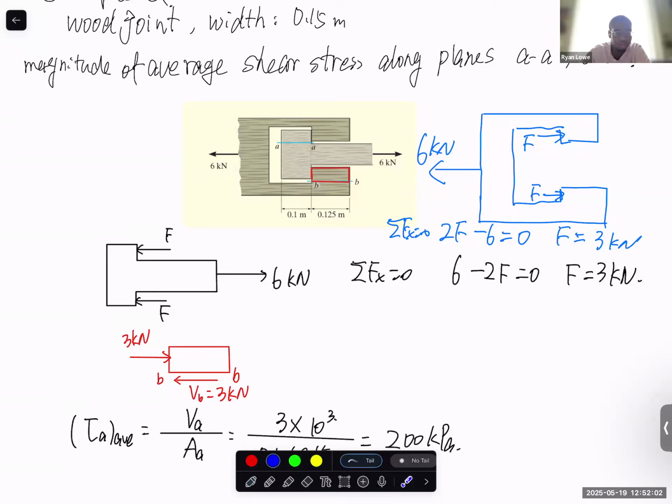That makes sense. Thank you. You're welcome. I was curious how the 6 kilonewton on the left would not affect anything. Yeah, I think this one explained also the question in the chat.